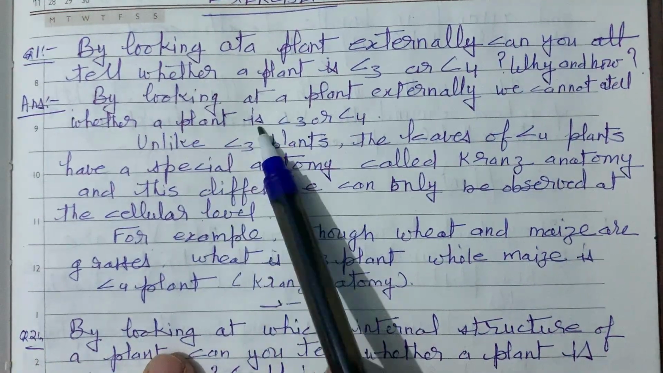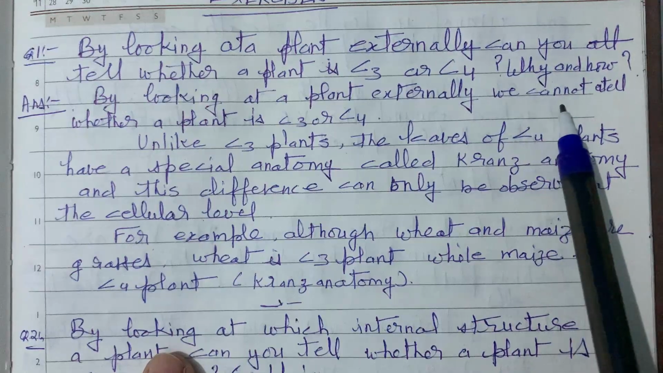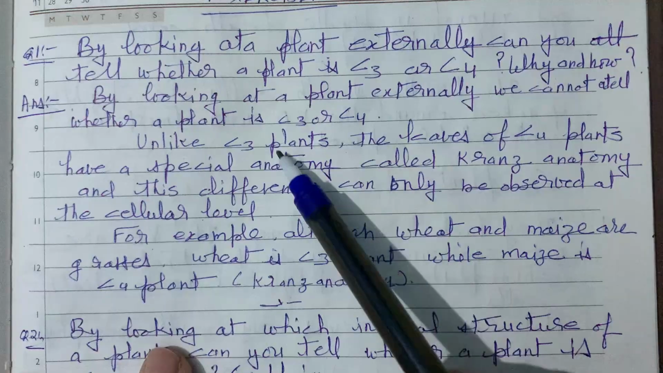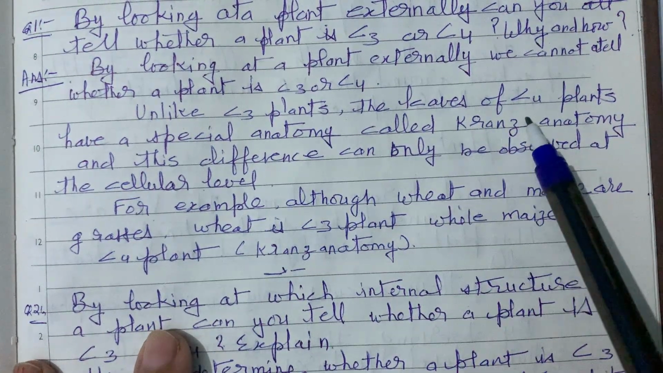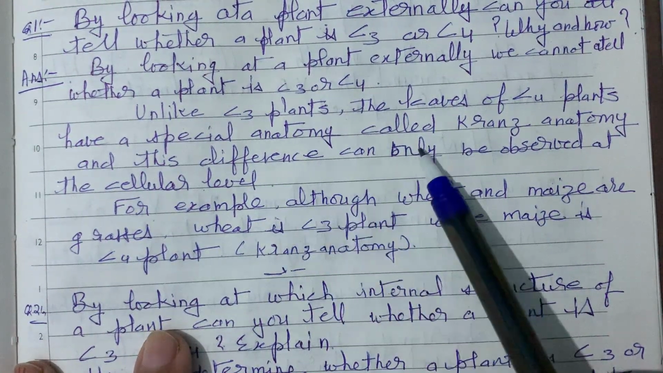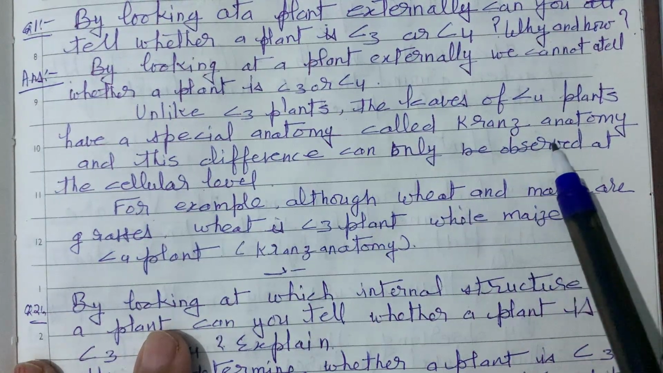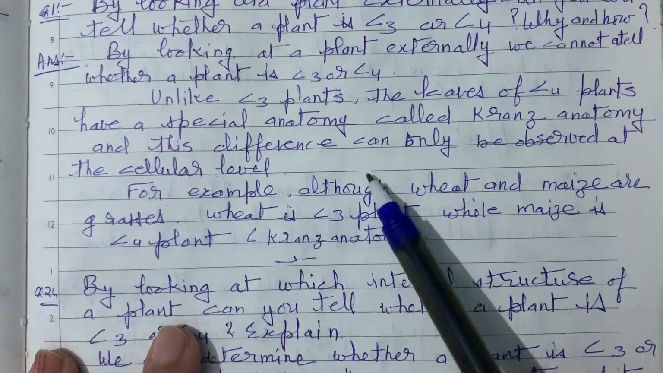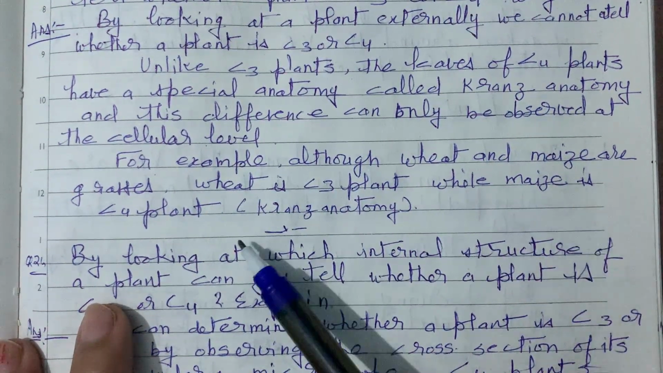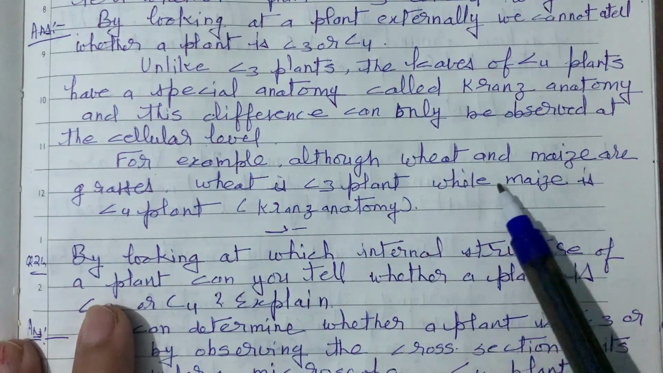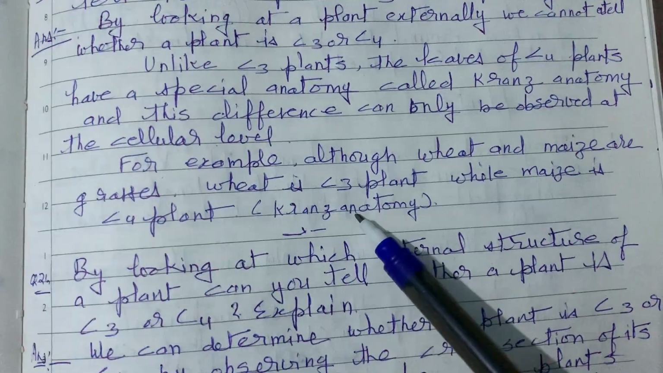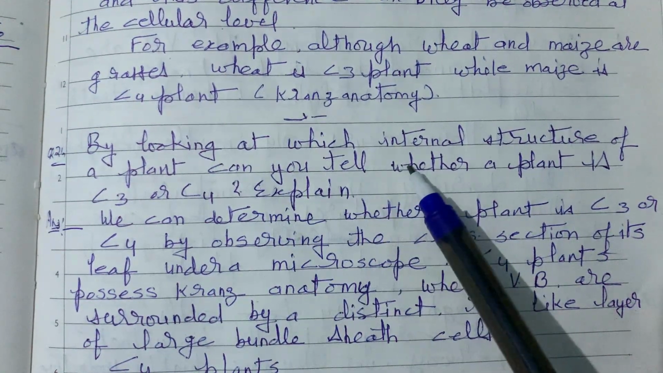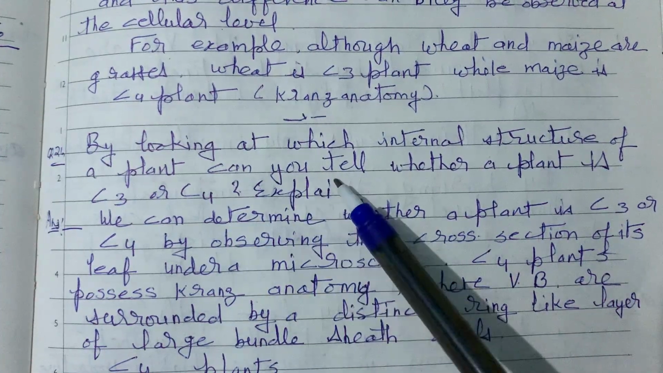See, by looking at a plant externally, we cannot tell whether a plant is C3 or C4. Unlike C3 plants, the leaves of C4 plants have a special anatomy called Kranz anatomy, and this difference can only be observed at the cellular level. For example, although wheat and maize are grasses, wheat is a C3 plant while maize is a C4 plant, as it has the Kranz anatomy.